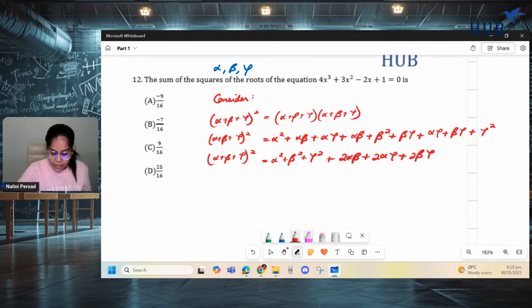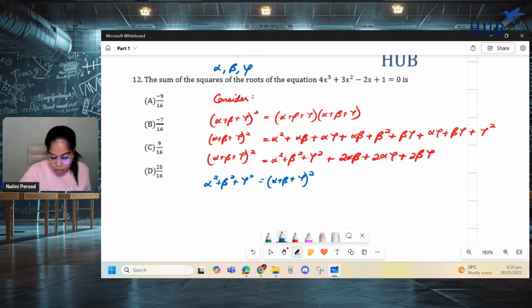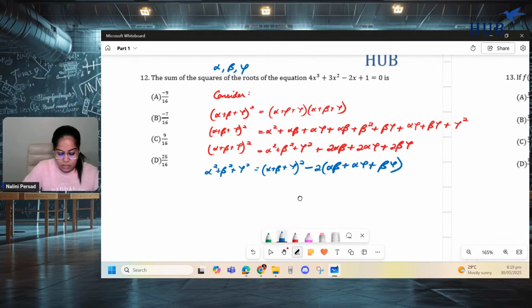So if I were to make these 3 terms the subject of the formula, stay with me here. I just have to take this and bring it across here. So alpha plus beta plus gamma all squared. All of this will turn to minus. I could also factor out a 2 into the product sum. Right? So even if you look at your paper 2s, this is the formula you would have used to find alpha squared plus beta squared plus gamma squared.